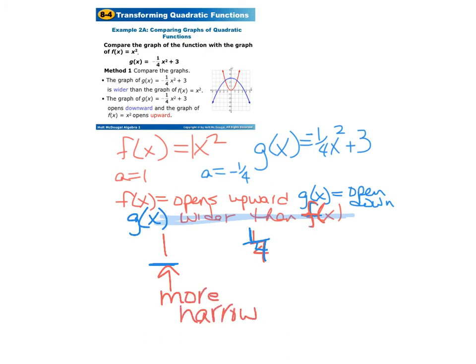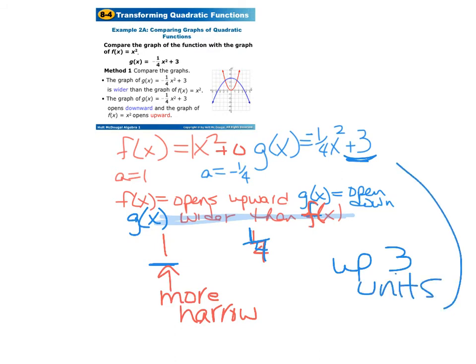The next thing we're going to look at is the c. Notice this one has +0. This one has +3. So this is telling me that the blue graph, or the g of x, is going to slide or translate up 3 units. Because of the +3, it's translated up from the red one 3 units.